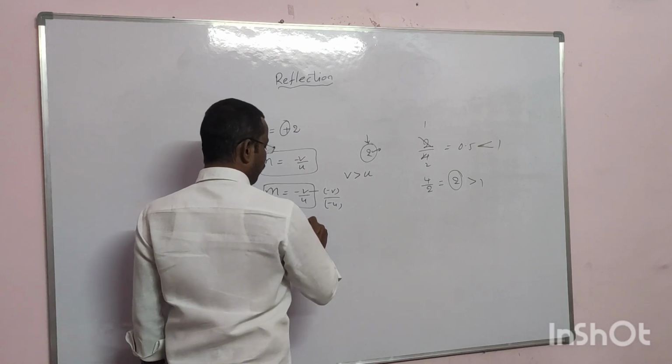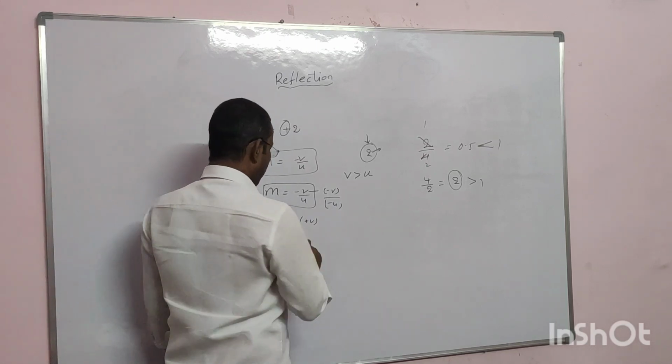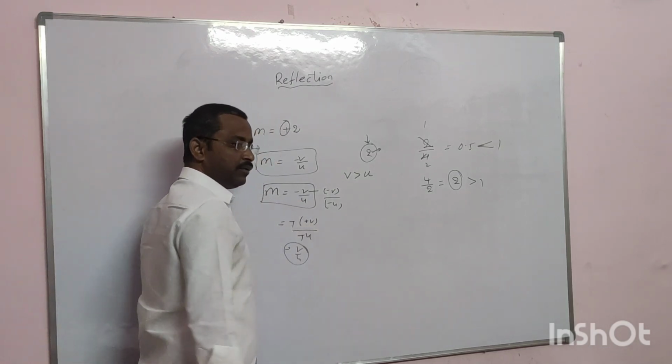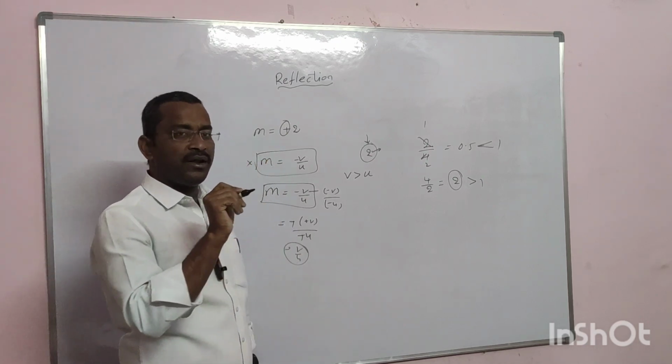If it is convex, what will happen? Minus remains in, the V value is going to be positive. For convex, the U value is going to be negative. Minus cancels. What do you get? Plus V by U.